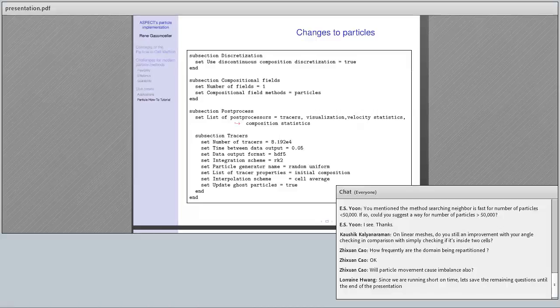Additionally, you have to add some instructions in the parameter file that activate the particles, that set how many particles you want to have, which output format, which integration scheme you would like to use, and you have to give a list of particle properties. In this case, we want to use the property called initial composition, which simply takes the initial composition that we have prescribed for the compositional field anyway and maps it to the particles.